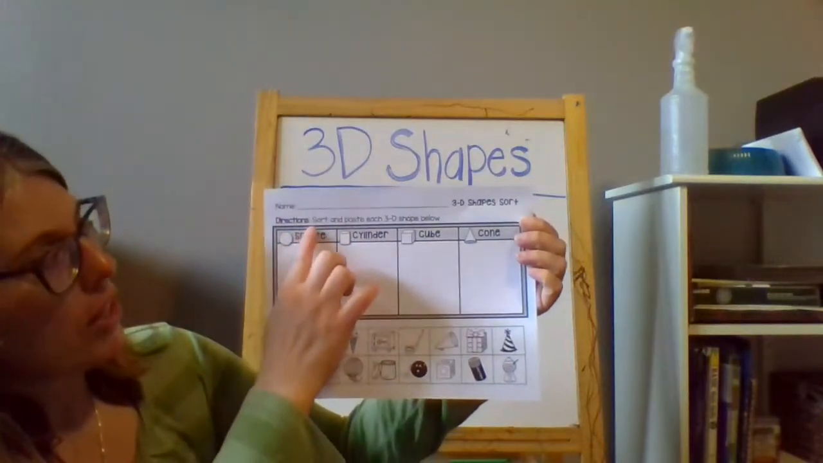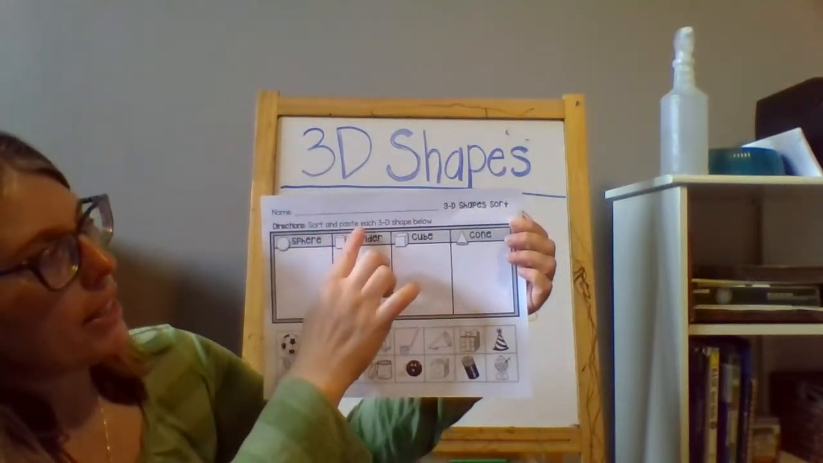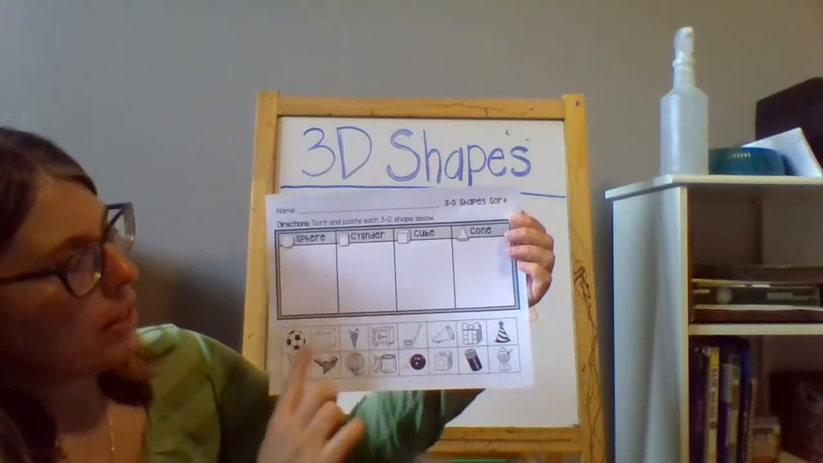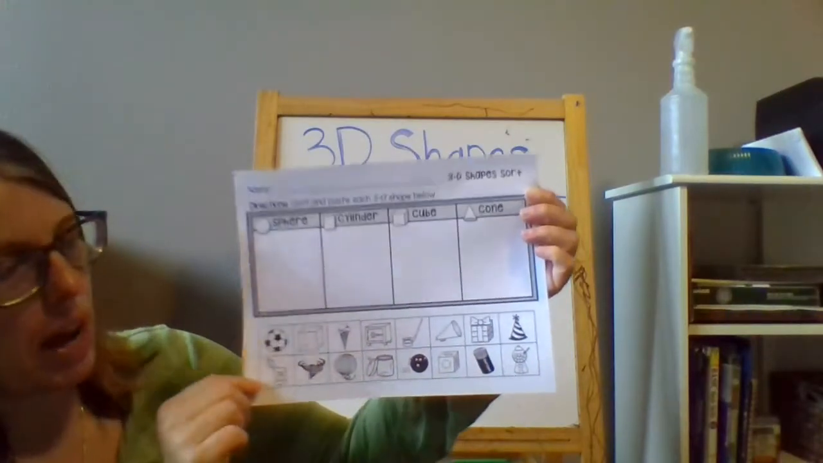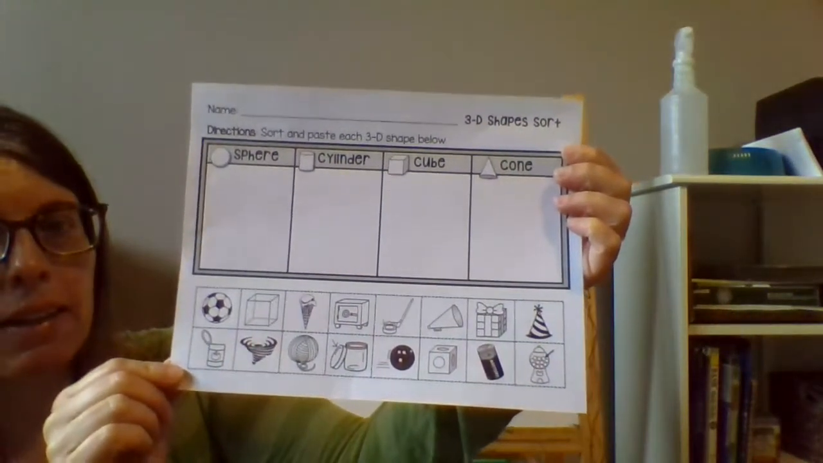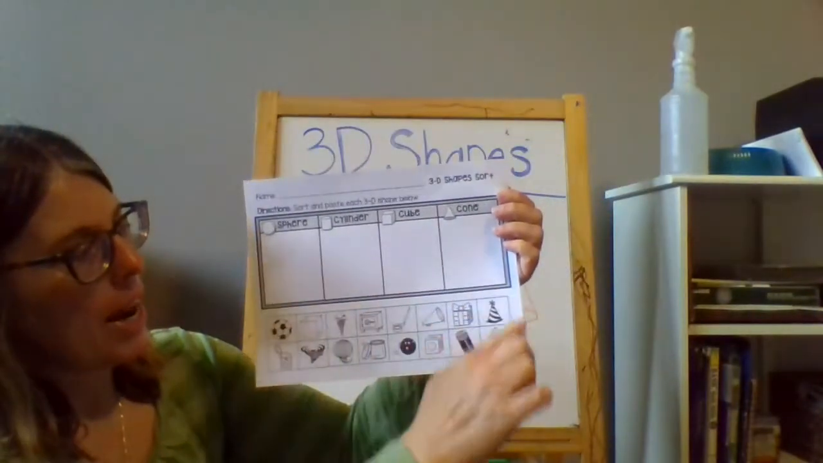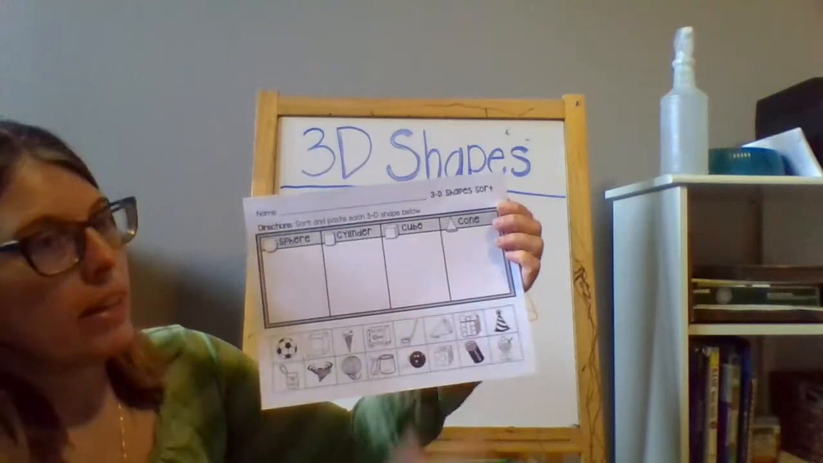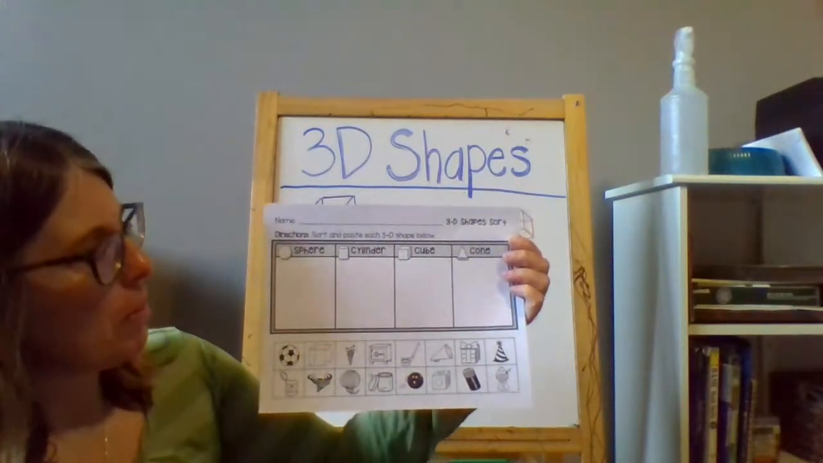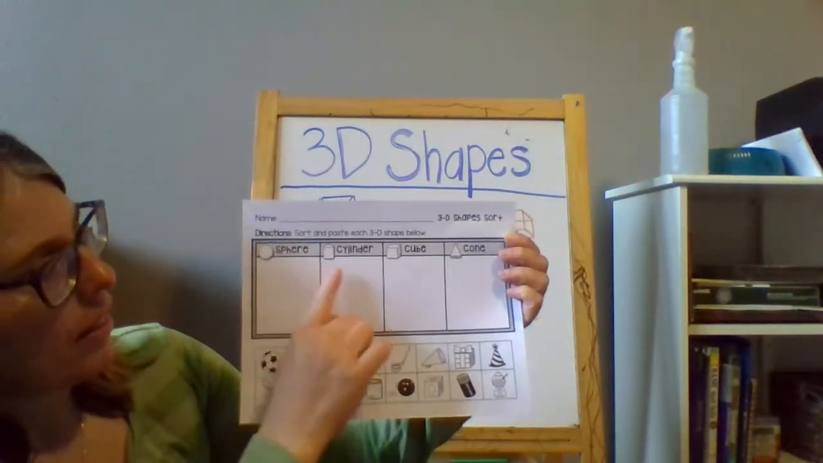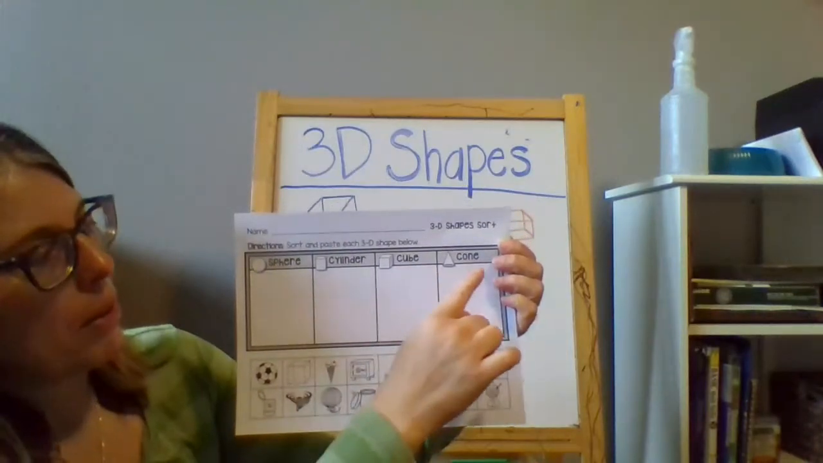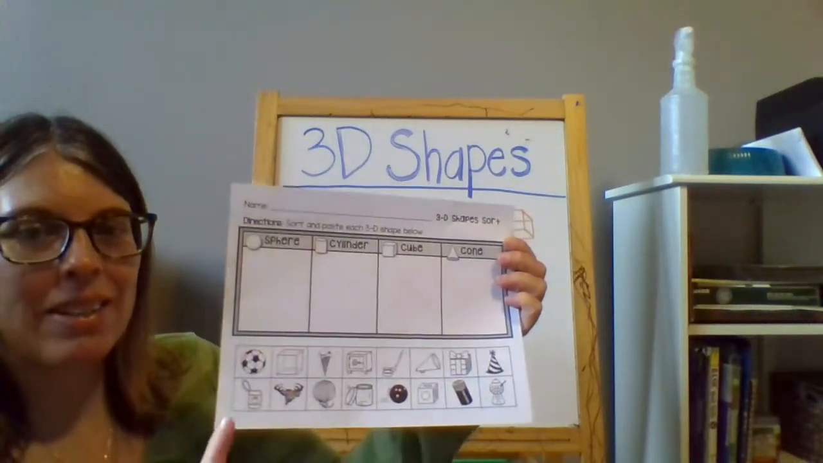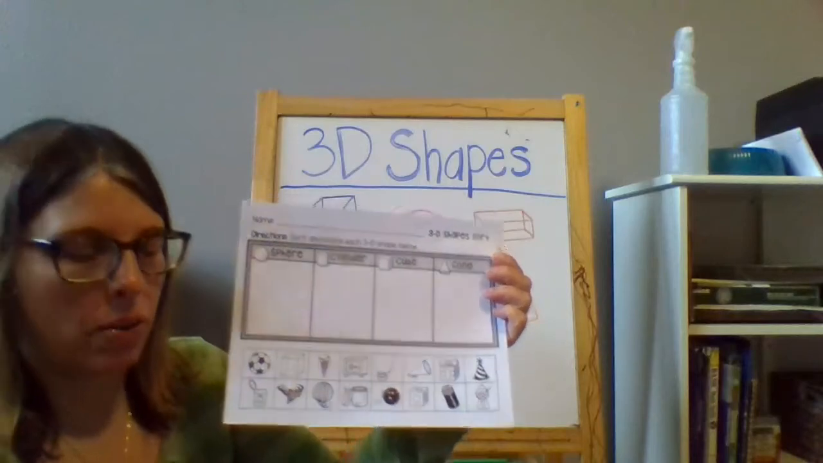It says directions, sort and paste each 3D shape below. So here's the shapes and they're different objects. You can see those objects. Okay, so you're going to cut out these objects and then you're going to sort them into these areas and glue them where they belong. So there's sphere, cylinder, cube, cone. Okay, and here's different objects that you'll sort into those categories.